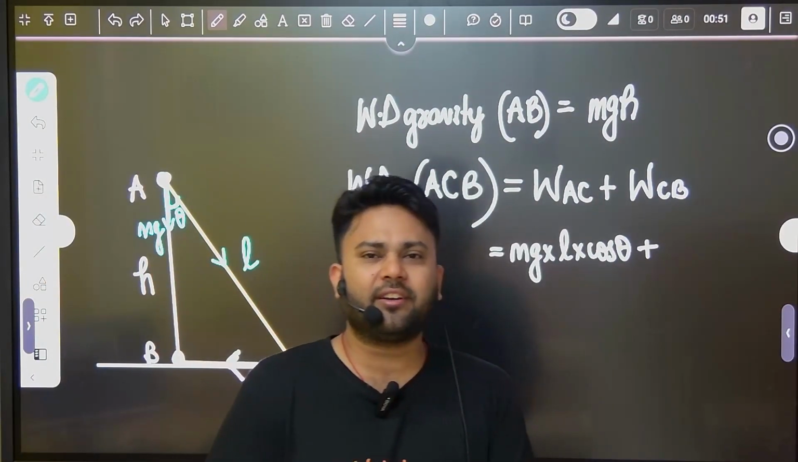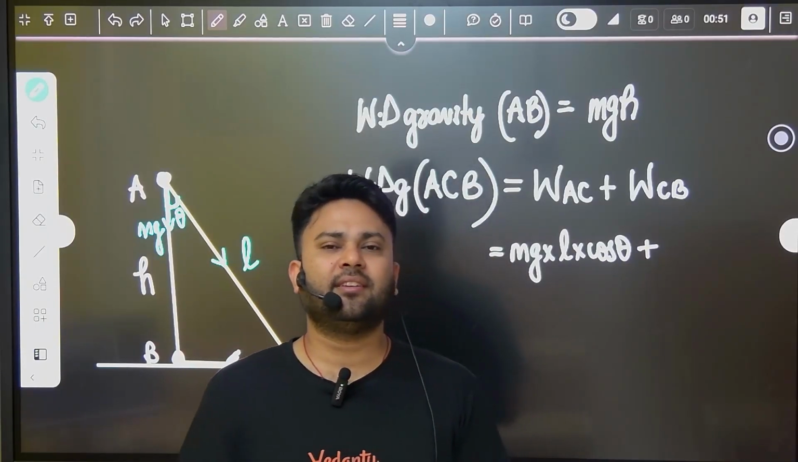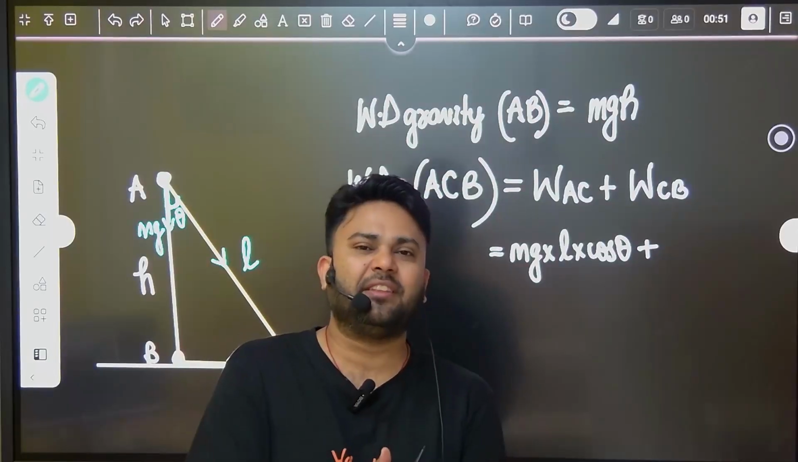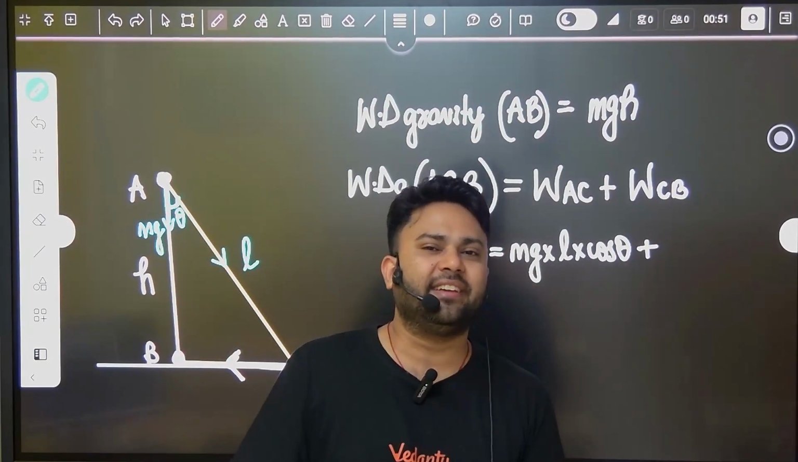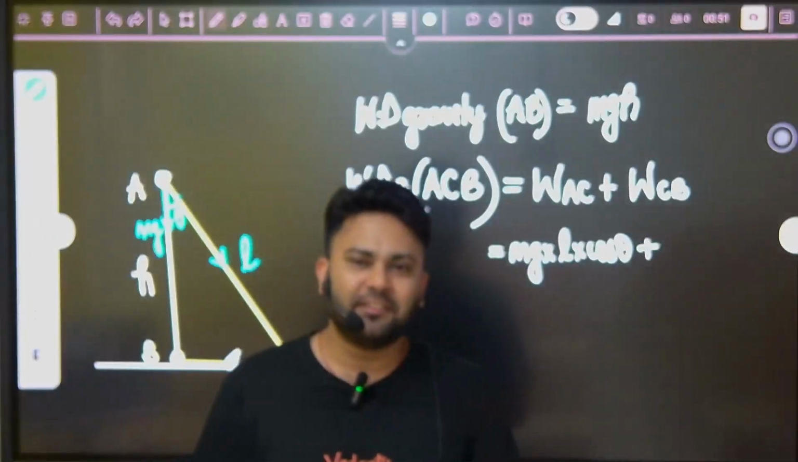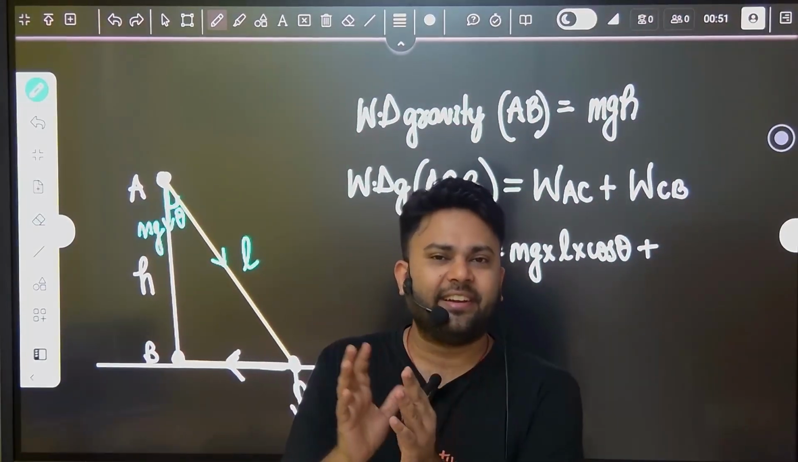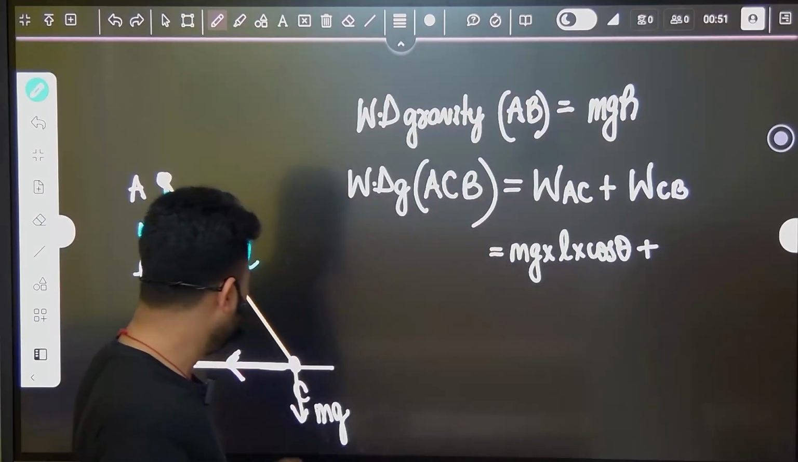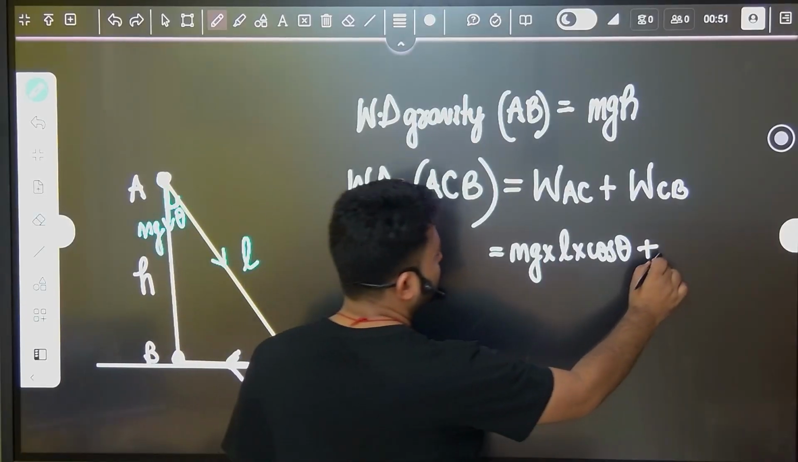Now you can see force and displacement are perpendicular to each other. So what will the work done? Force multiplied by displacement multiplied by cos of the angle between them. Angle between them is 90 degrees. So cos of 90 degrees. Cos 90 degree is 0. So if force and displacement are at 90 degree, there will be no work. So work will be 0.